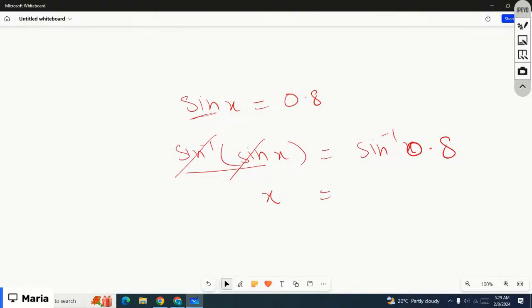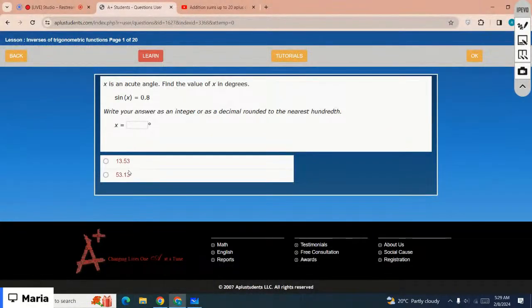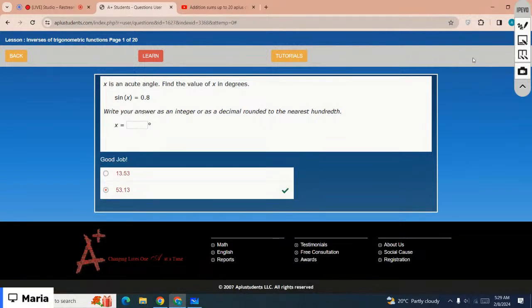You have a shift button on the calculator. Just press the shift button, then press the sine button on the calculator and type 0.8, that is 53.13 degrees. The correct option is 53.13 degrees. Option number 2 is the correct option. Got it?